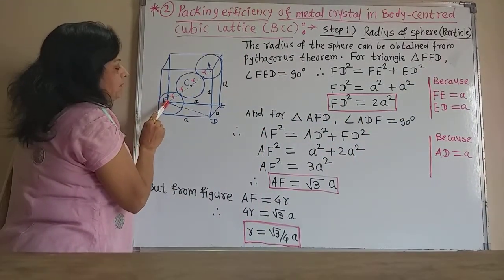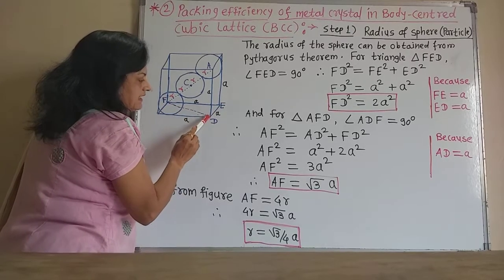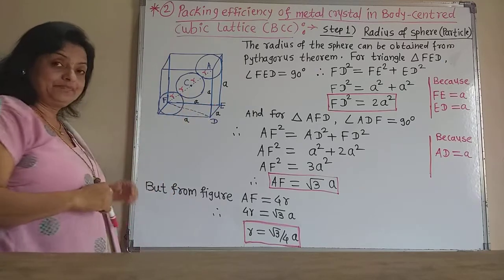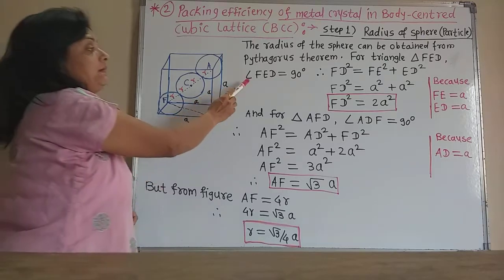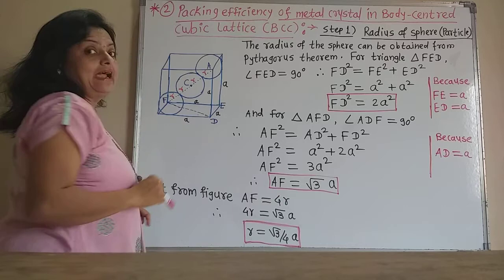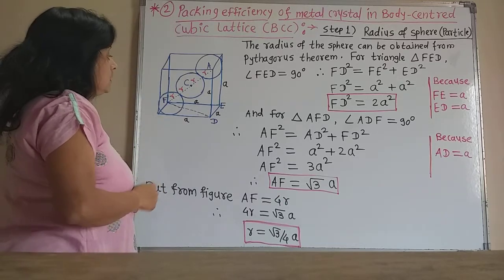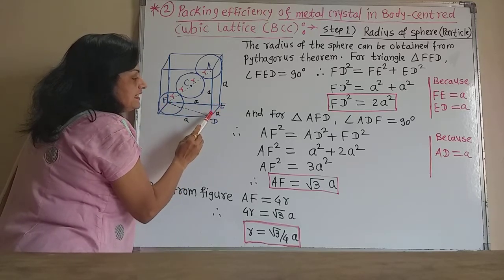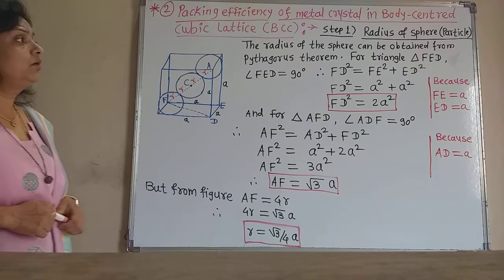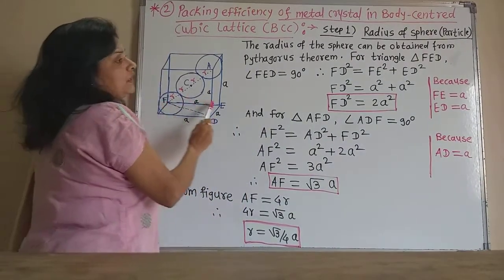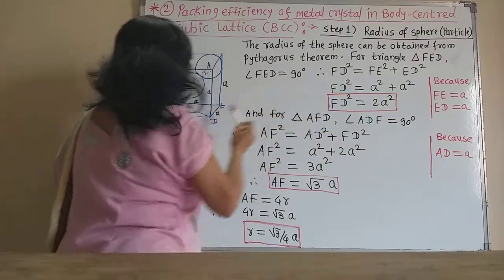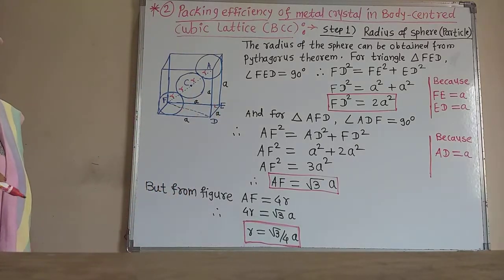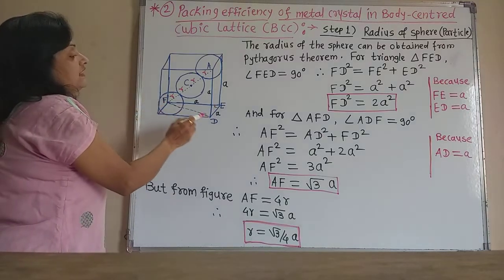Now this triangle FED has the angle FED, that is 90 degrees. Therefore from the Pythagoras theorem, FD square, which is this diagonal, is equal to FE square plus ED square. We know the Pythagoras theorem. FD square is equal to FE square plus ED square, because this is the 90 degree angle here.